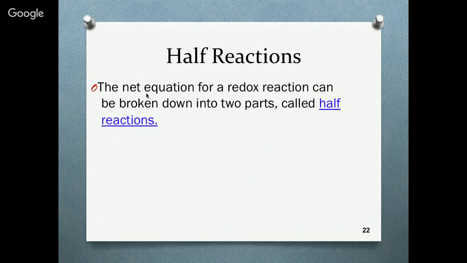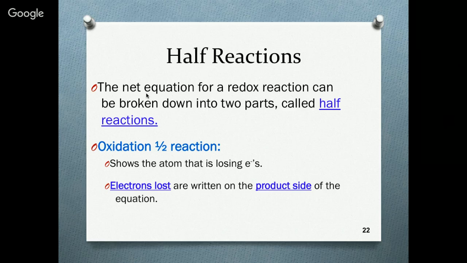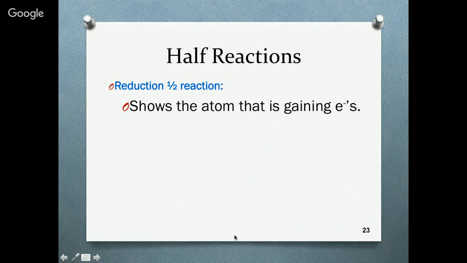All right, so next we want to jump into talking about half reactions. So we could break down the whole redox reaction into 2 parts. The oxidation half reaction, which is going to show the atom that's losing electrons or ion that's losing electrons. And for an oxidation half reaction, we're going to write the electrons on the product side. So here's an example of an oxidation reaction. We start with calcium. On the reactant side is 0. On the product side is +2. And we're going to throw our electrons on the product side.